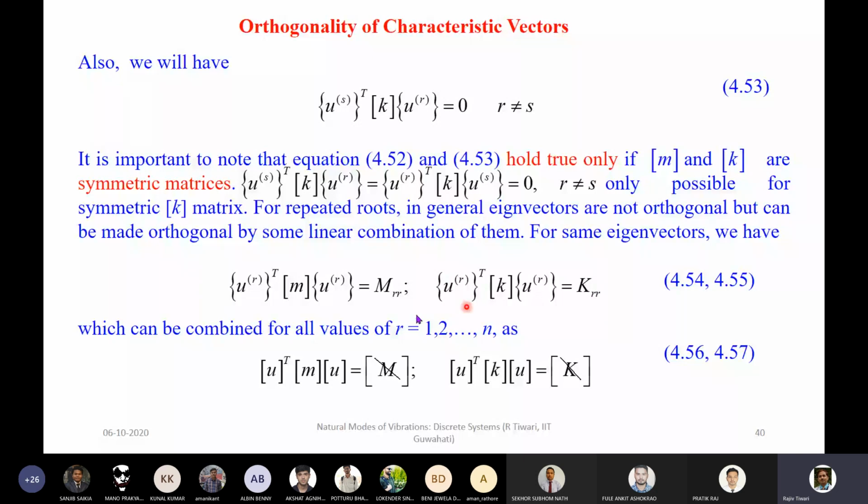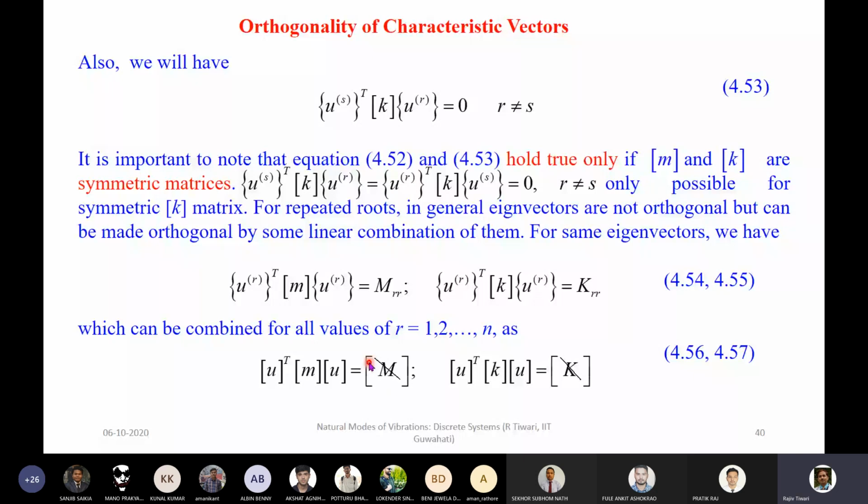If we take all the modal matrices, so this is for one of them. If r can vary from 1 to n, then all such terms, M11, M22, up to Mnn, will come in the form of a matrix in the diagonal terms.